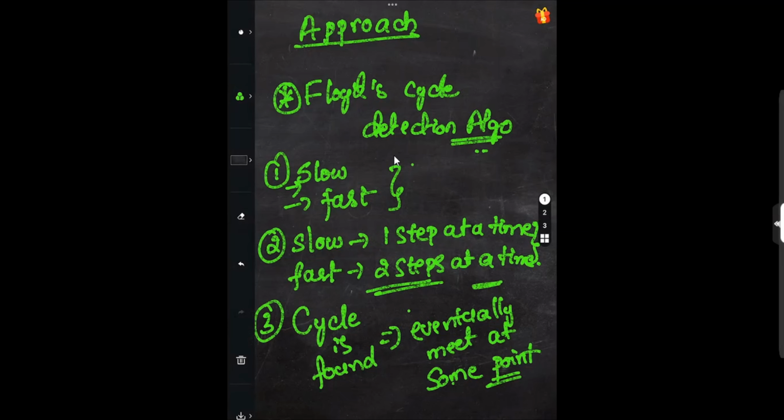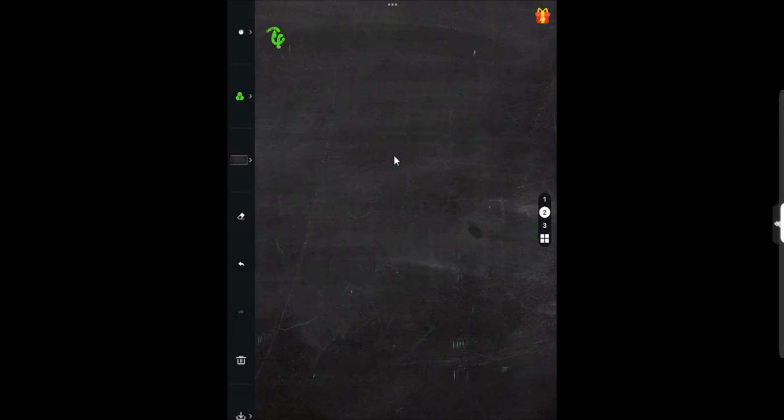And finally, the last step is, if there is no cycle, fast will reach the end of the linked list. If a cycle is found, then the slow and fast pointers will eventually meet at some point in the cycle. If there is no cycle, then fast will reach the end of the linked list. So this is the approach that we are going with.